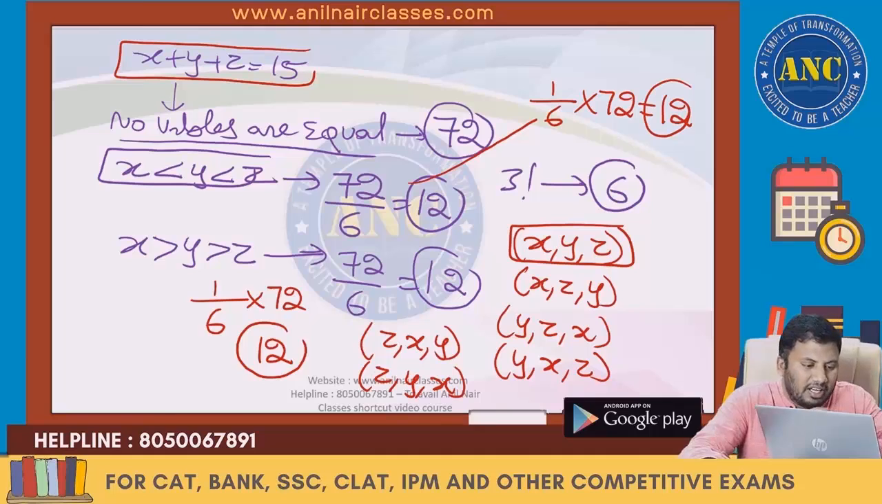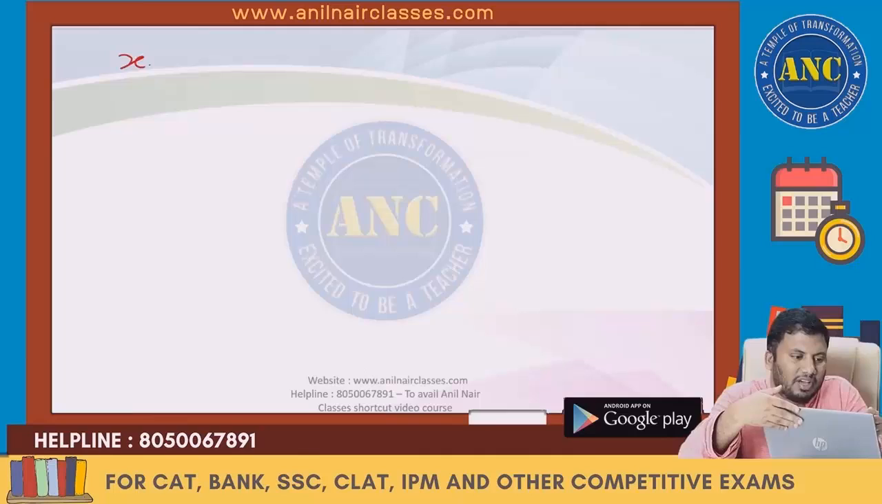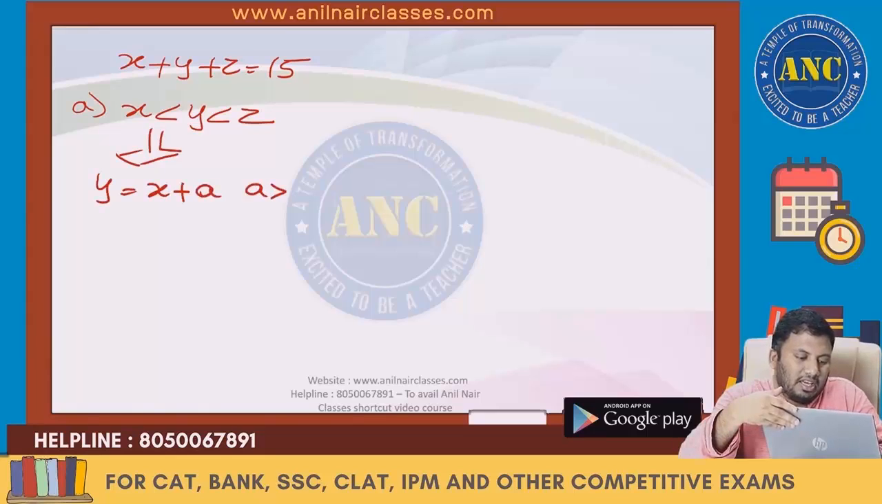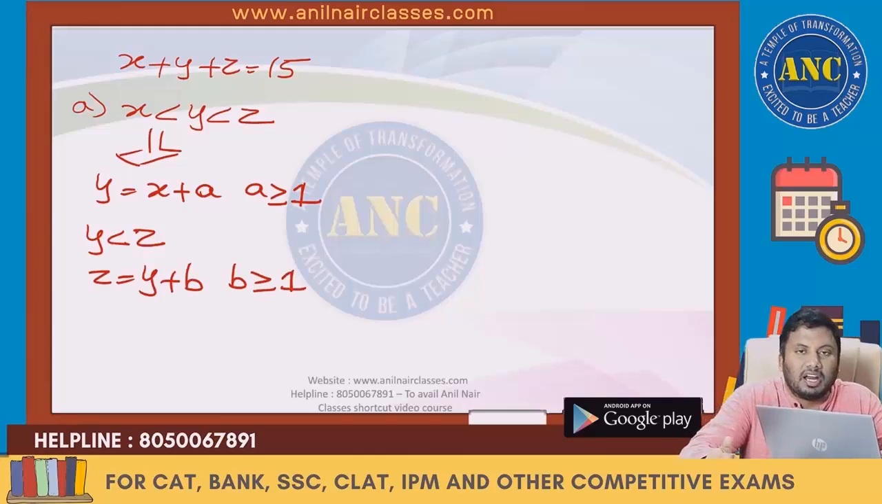I hope it is clear, or you can solve it in another way. Let us see the other way. x plus y plus z equals 15. First case, x is less than y is less than z. x is less than y means y is x plus a, where a is greater than or equal to 1. y is less than z, that means z is y plus b, where b is greater than or equal to 1.